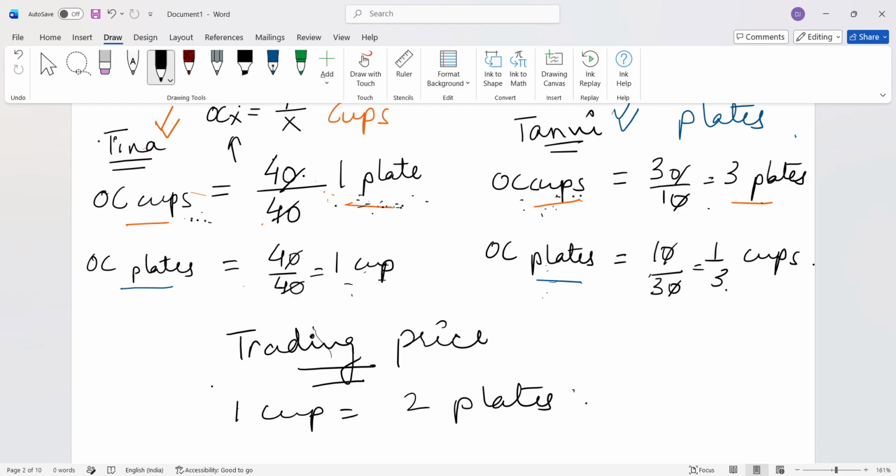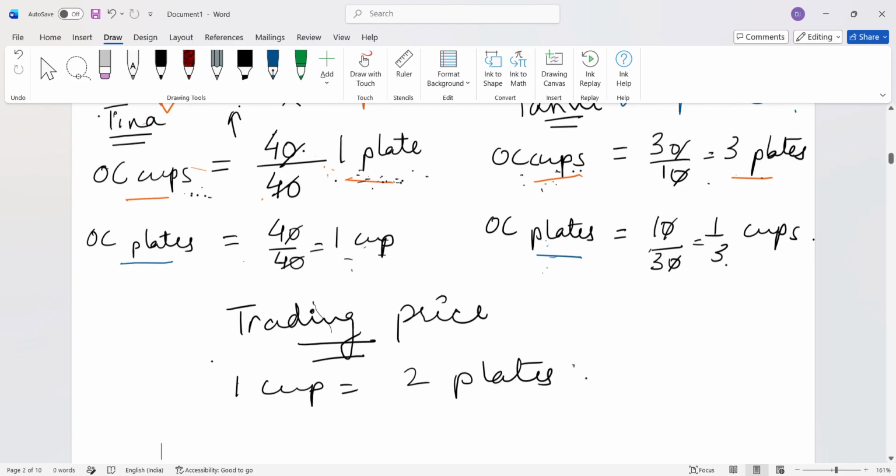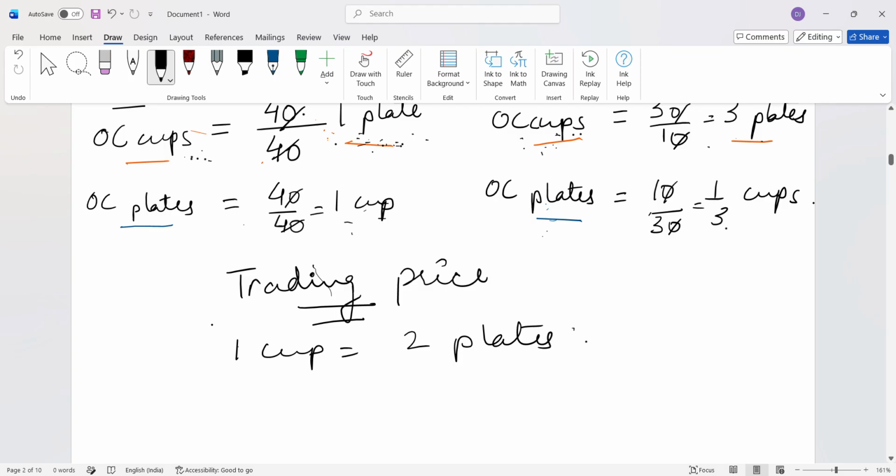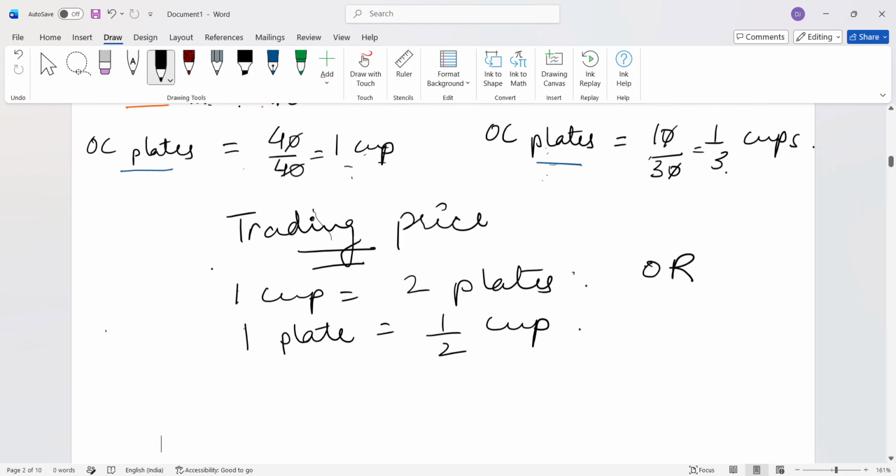We see that Tanvi has an opportunity cost for cups as 3 plates, right? Before that, trading price 1 cup equals 2 plates, or I can also write it as 1 plate equals half cup. Either of the two, it's the same thing, right? I've written both of them so that we understand how this trading price is beneficial to both of them. Okay, let's start with Tanvi.